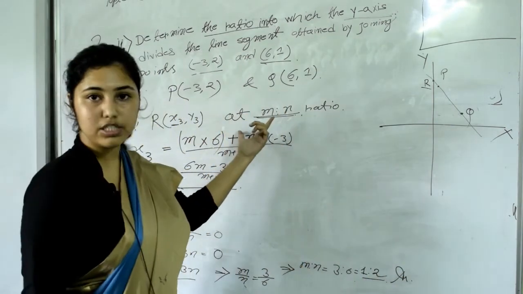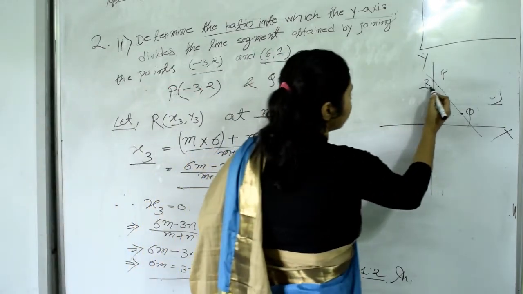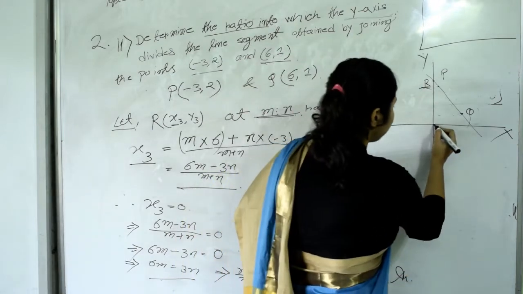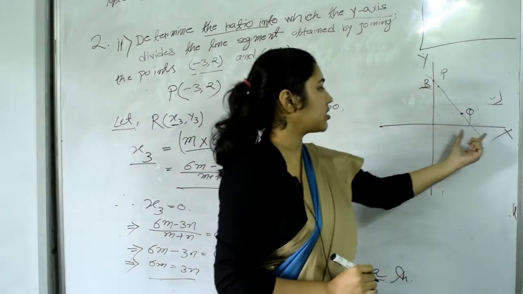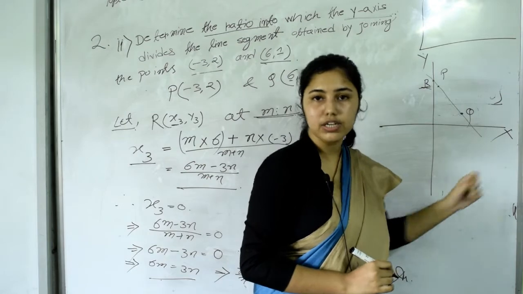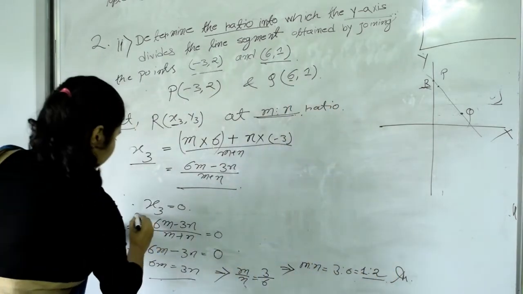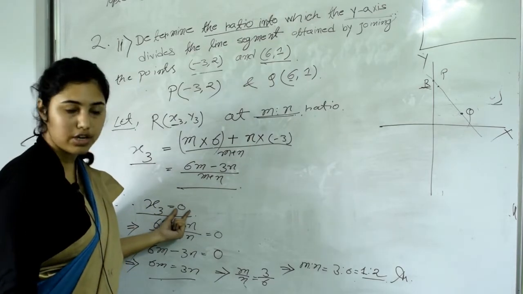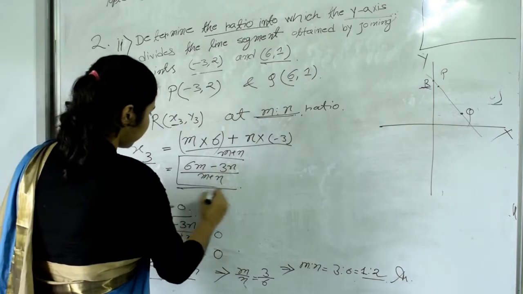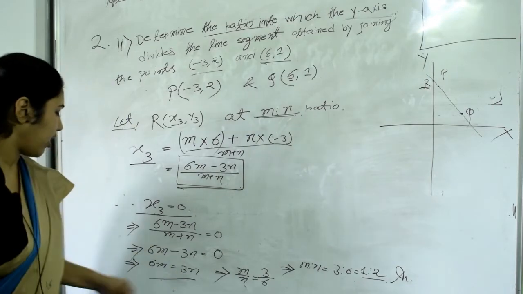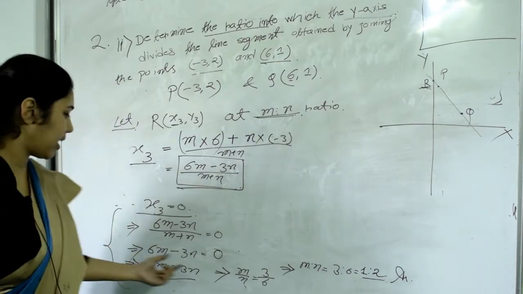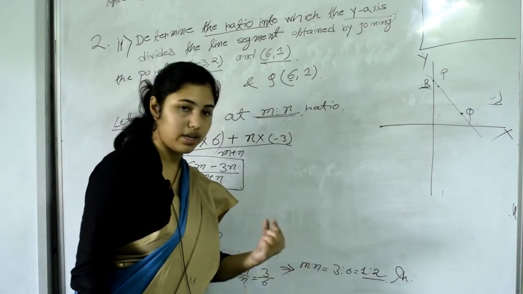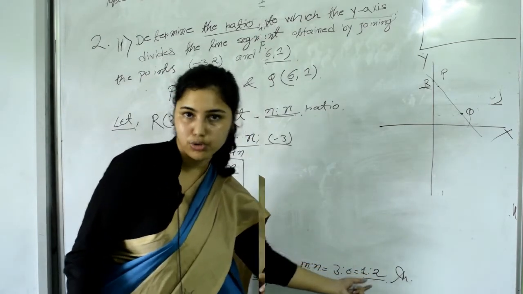Do you understand this question? Here this point R is on the y-axis. That's why the abscissa, which is the x coordinate, is 0. That's why we are equating x3. We can write here x3 equals 0. And now put the value of x3, and from here we get m by n, which is the ratio m is to n, equal to 1 is to 2.